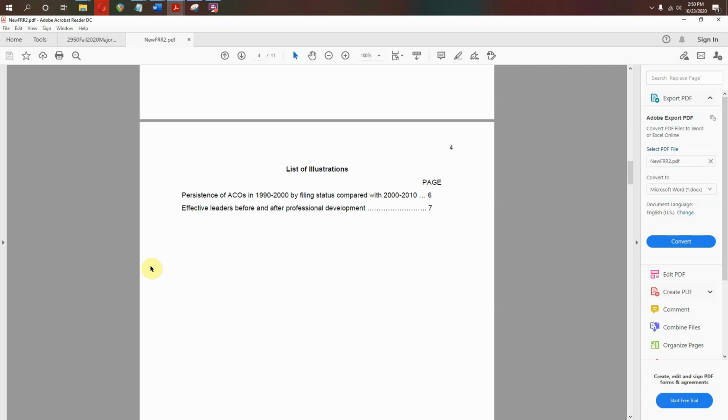List of illustrations is actually a list of illustrations. Why are there only 2 of them in here? This immediately kind of makes me a little bit nervous.